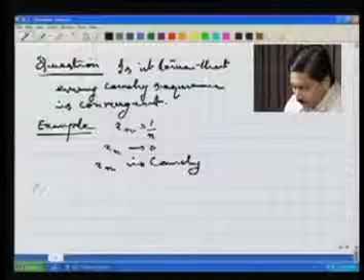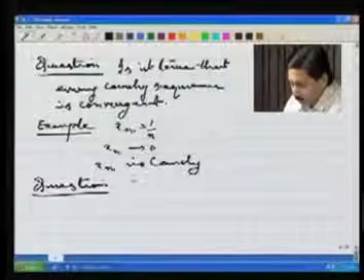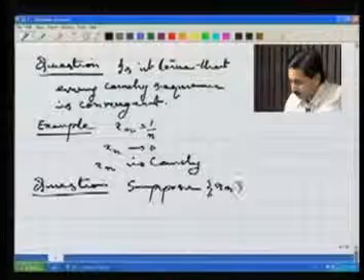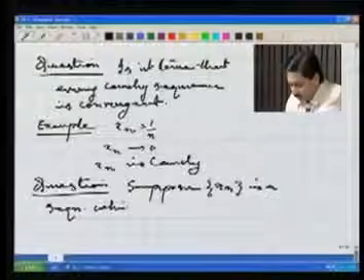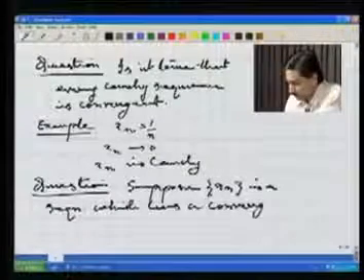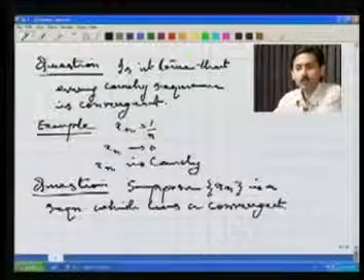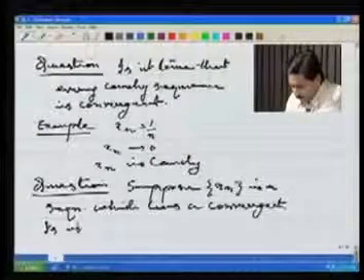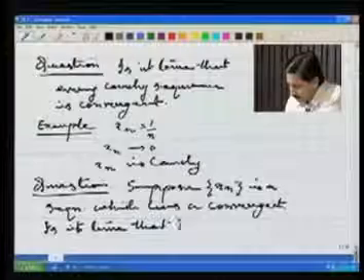First, notice the following question. Suppose Xn is a sequence which has a convergent subsequence. Does it really imply that the whole sequence converges? Is it true that Xn converges?